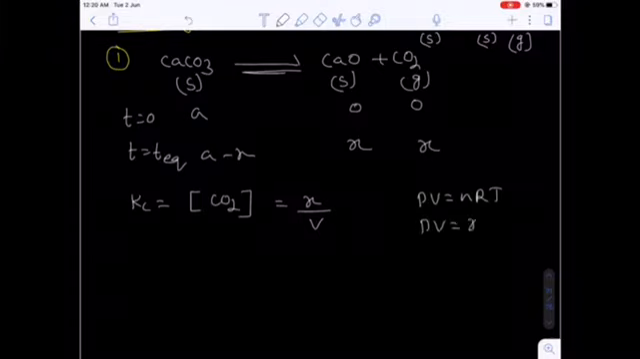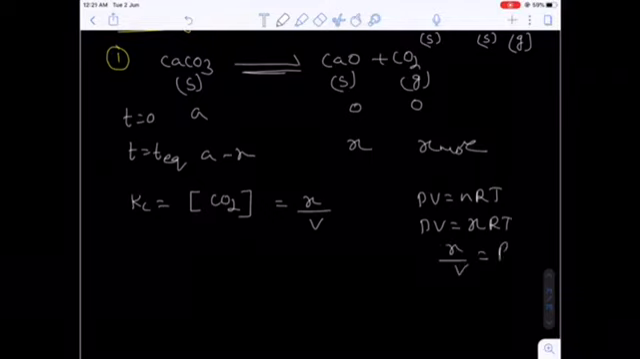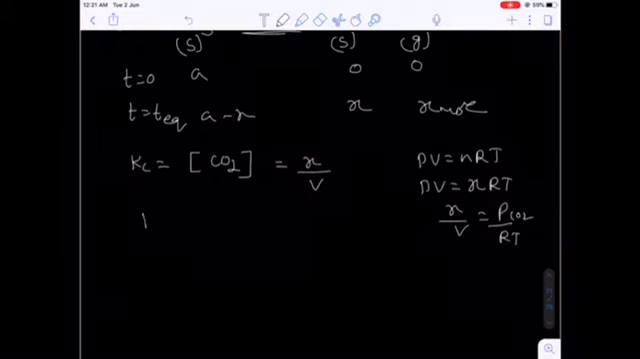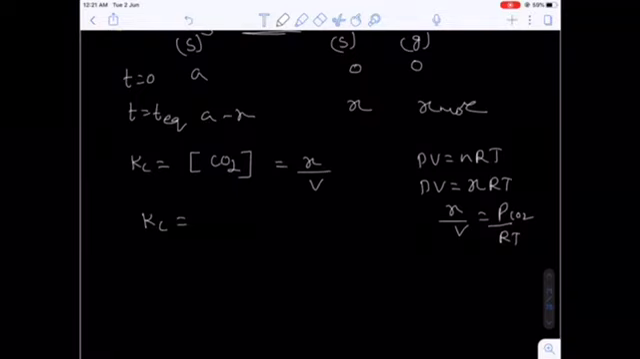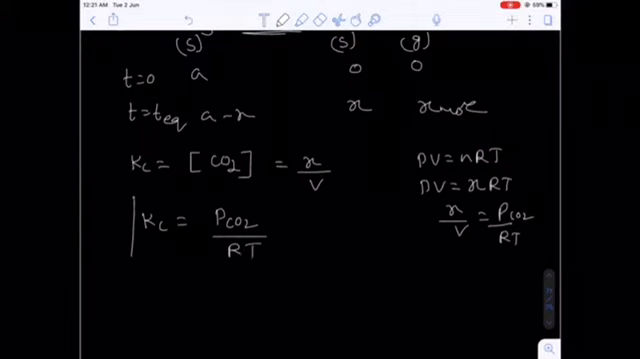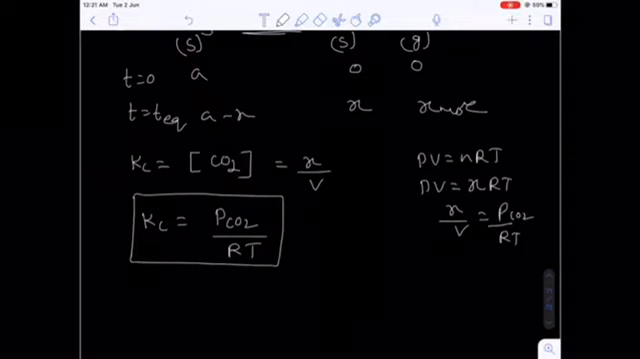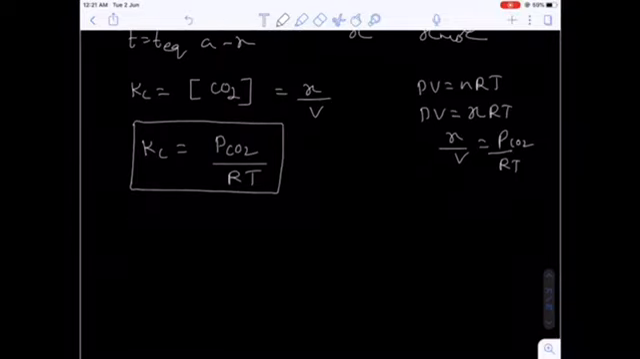If we consider CO2 as an ideal gas, PV is equal to nRT. PV, number of moles of CO2, X moles. From here, X by V is equal to P by RT. What is the P? Pressure of the CO2 gas. So here I am writing the Kc expression will be pressure of the CO2 gas whole divided by R into T. This is the expression for Kc.